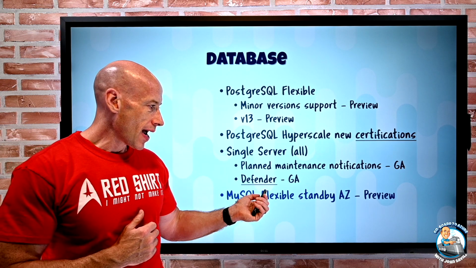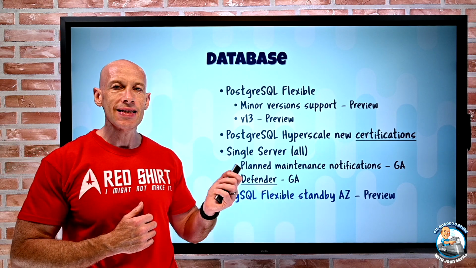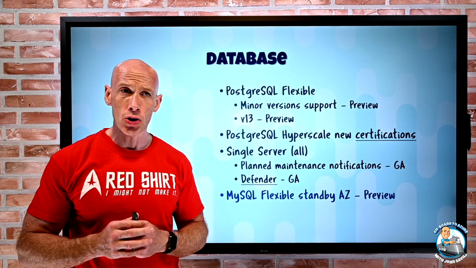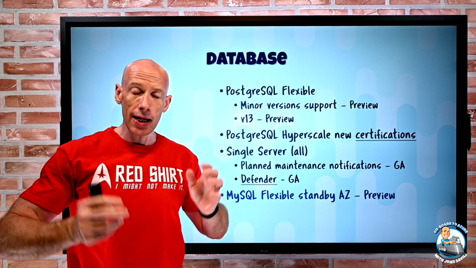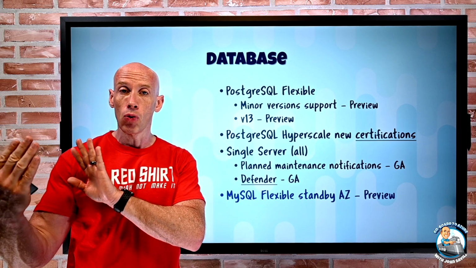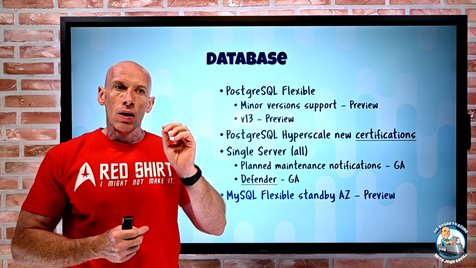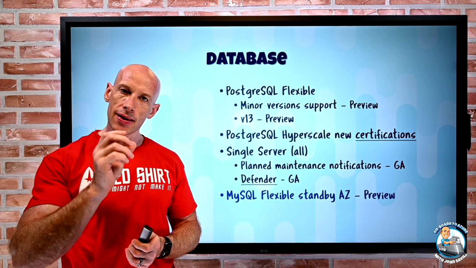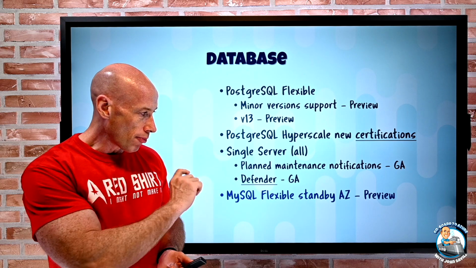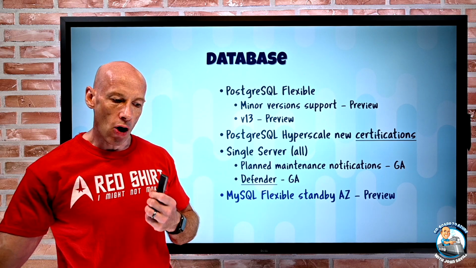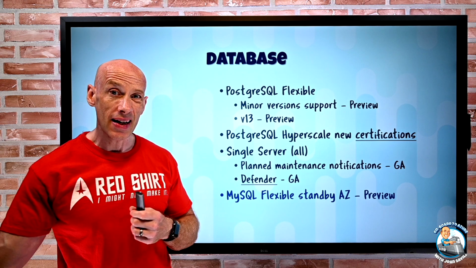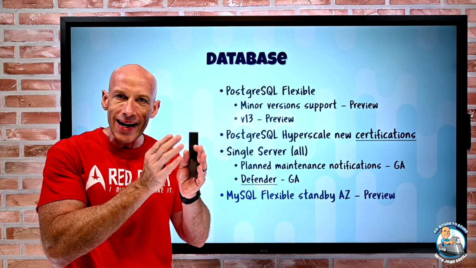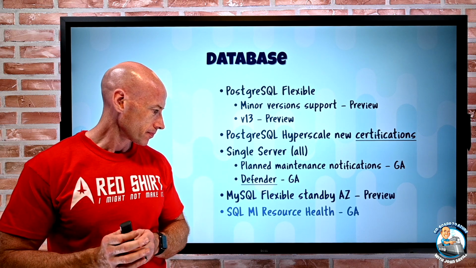And MySQL now has flexible standby AZ support. So again, with the Flexible, i.e. that VM-based option, you can optionally turn on a highly available replica. That gives me automated failover. And what I can now do is not only set the availability zone of my primary, but for that standby I optionally create, I can say, actually, I want that in a different availability zone to give me better resiliency for an AZ level incident.